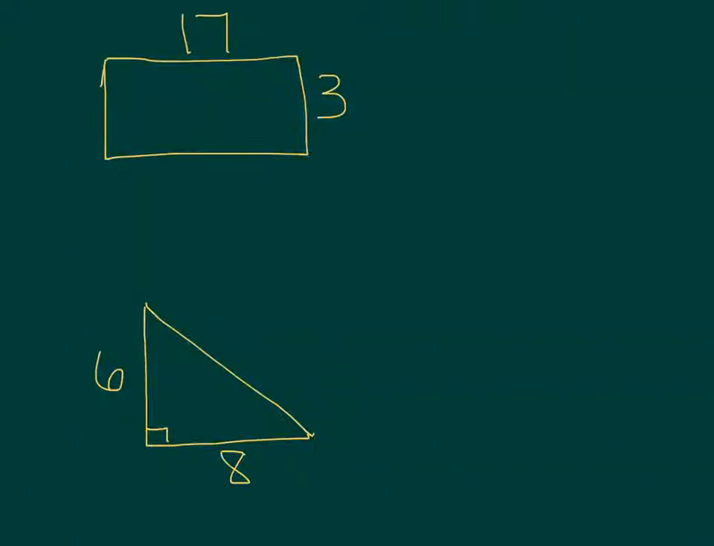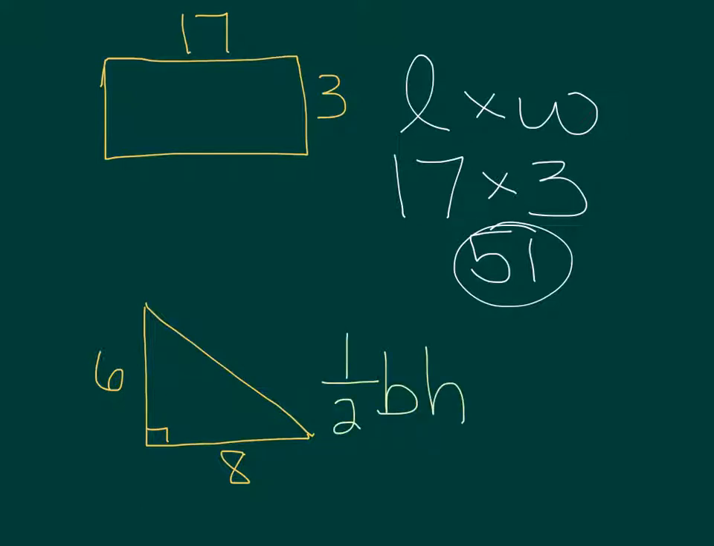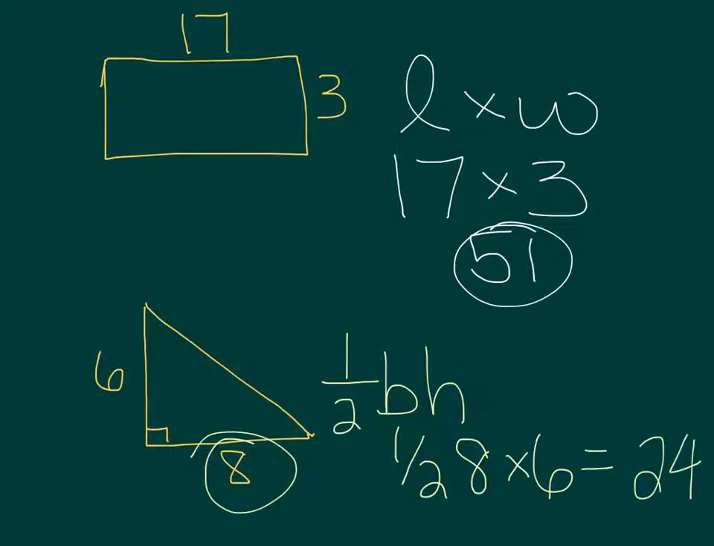So let's take a look at these two examples for finding area. For the formula for area of a rectangle, we know that it is length times width. So you multiply 17 times 3 to give you 51. The area of a triangle is 1/2 the base times the height. The base is the bottom, so 1/2 of 8 times the height, which would be 4 times 6, which is 24.